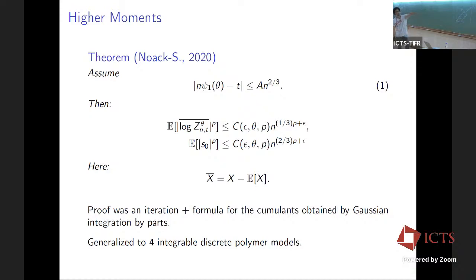This also generalizes to the 4 discrete integrable polymer models. A similar proof. You don't have Gaussian integration by parts, but you can do something similar. Okay, so after a while, we were working on improving this and maybe trying to set epsilon to 0 and quantify the behavior of the constants in terms of p. And in the meantime, there was this absolutely incredible paper of Emrah, Janjigian, and Sepalainen for last passage percolation, where they introduced a new methodology that allowed them to get the correct upper tail exponent for the passage time in last passage percolation.